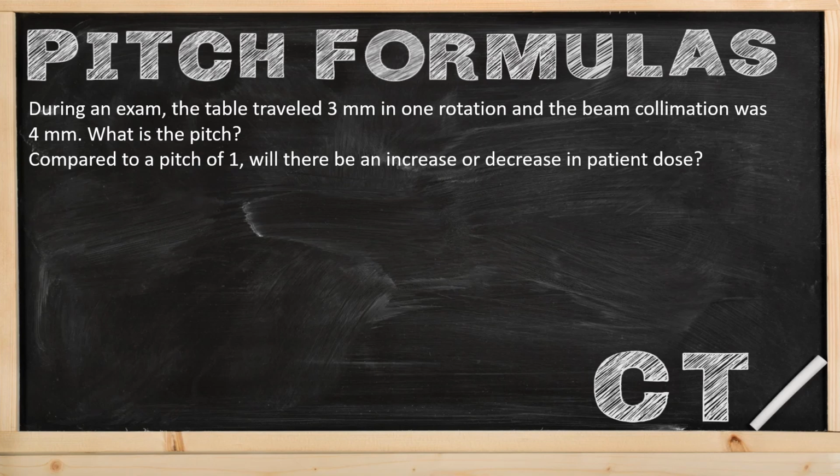Problem number 1. During an exam, the table traveled 3 millimeters in one rotation and the beam collimation was 4 millimeters. What is the pitch? Compared to a pitch of 1, will there be an increase or decrease in patient dose? It may be beneficial for you to pause this video, work out the problem. Once you have completed the problem, continue the video to check your answer.